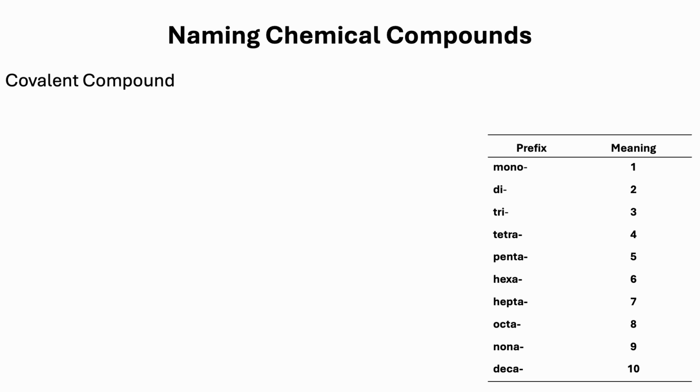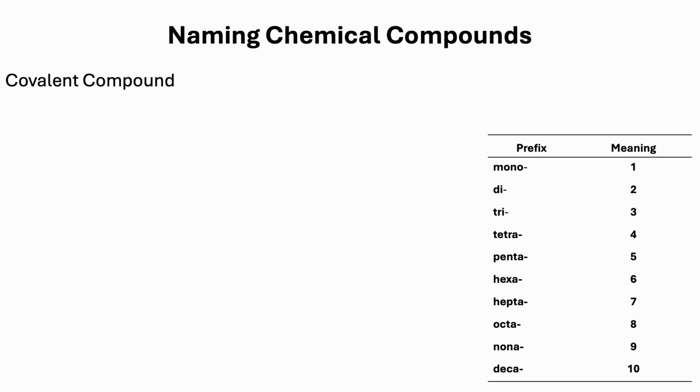You can see this table shows you prefixes used in naming binary compounds formed between nonmetals. Mono tells you there is only one group of that element. Usually, mono is not used on the first element listed. We usually use mono for the second part of the element. Then di is 2, tri, 3, like that you can see what are the prefixes we usually use.